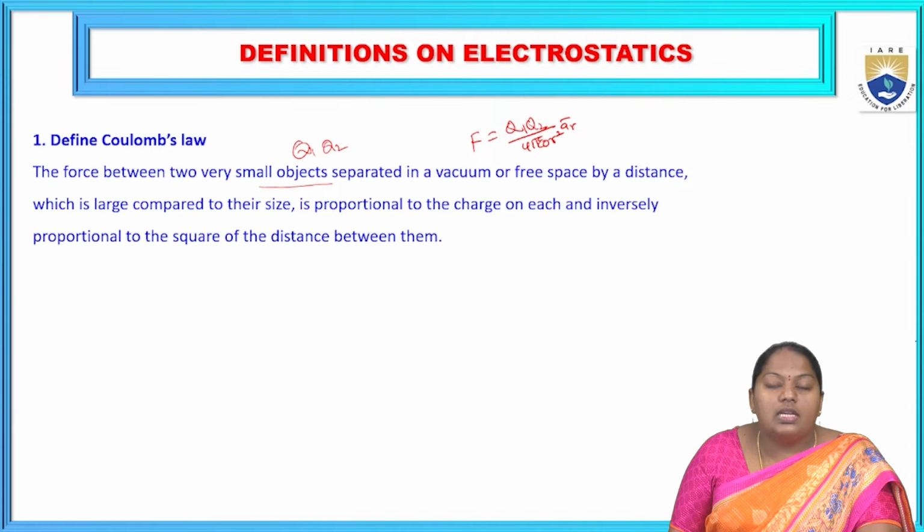So Coulomb's law states that the force between two very small objects is directly proportional to the product of those two charges, and it is inversely proportional to the square of the distance between those two charges.